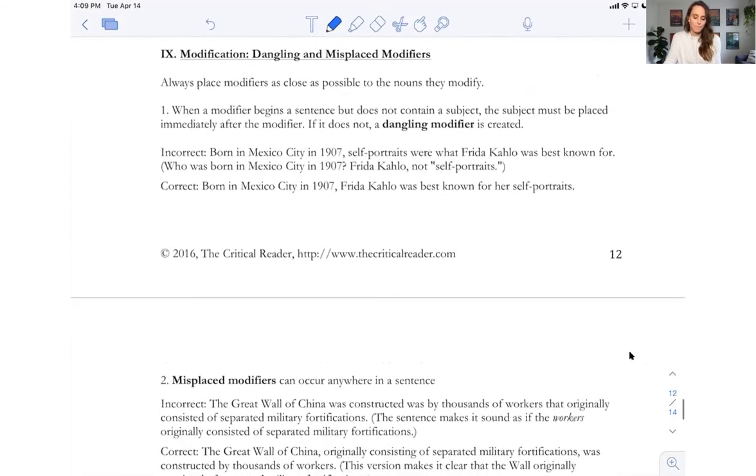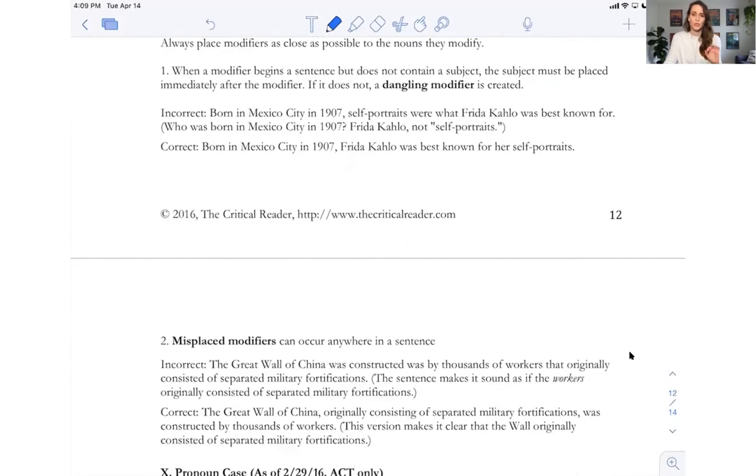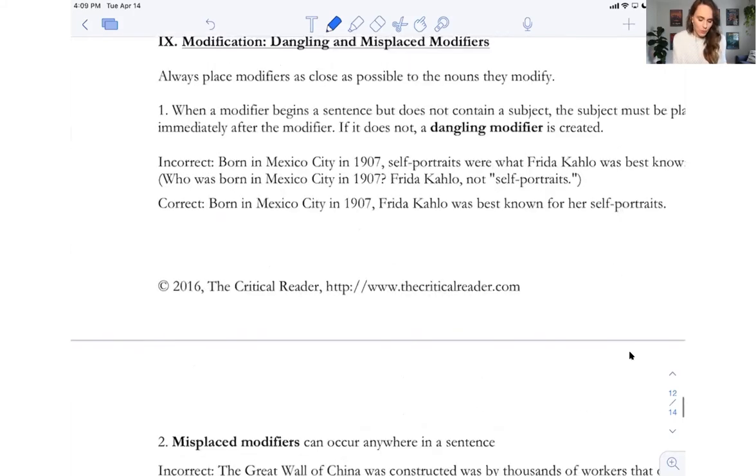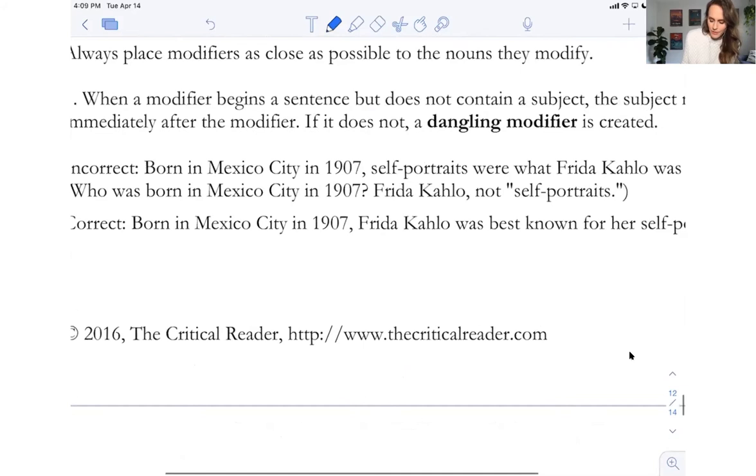Modifiers. So misplaced modifiers, remember, will usually be indicated by a comma and then something underlined. So here, born in Mexico City, you would see a little introductory phrase with a comma, and then what comes right after it will be underlined. And usually they have almost like a couple of lines that you need to read through that's underlined. So this can be really reading intensive if you don't immediately recognize it as a modifier question.